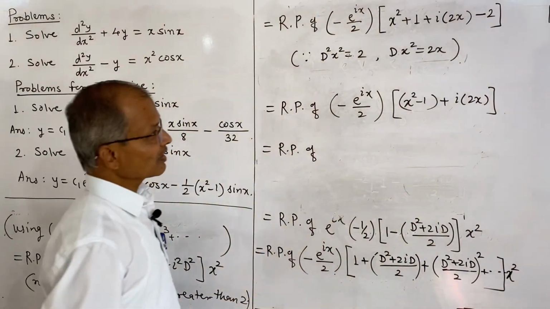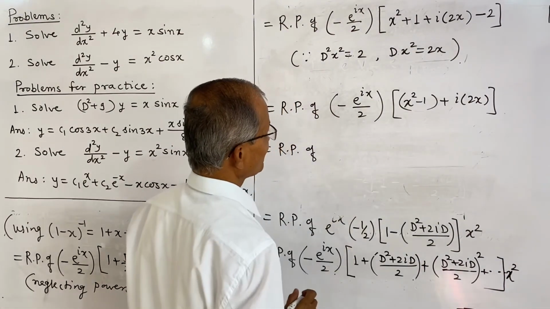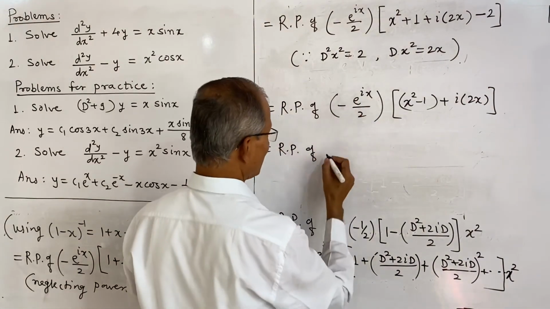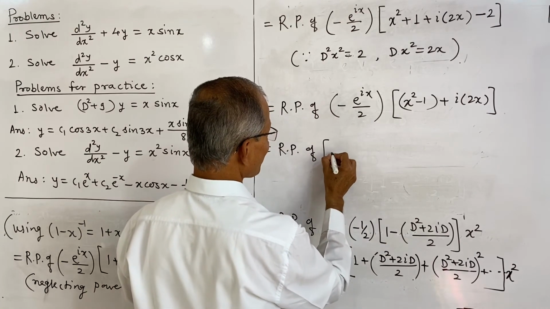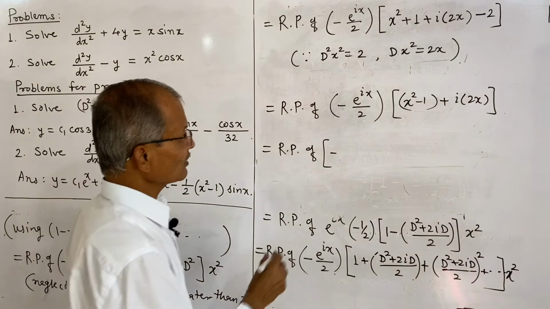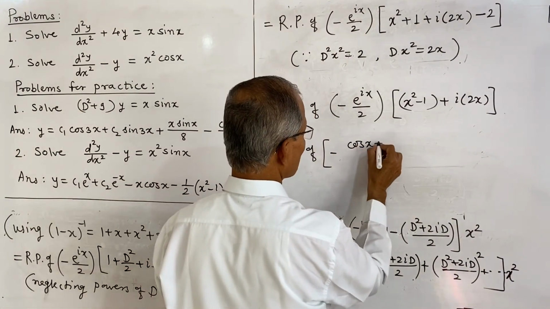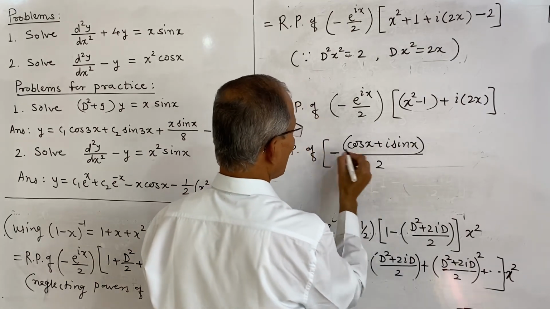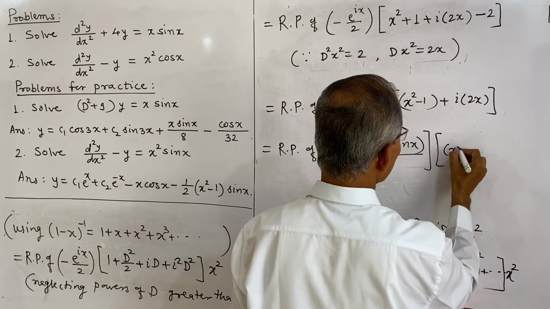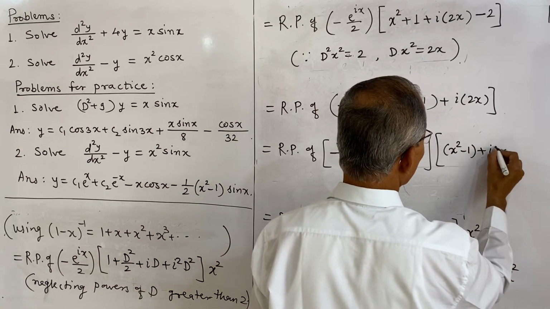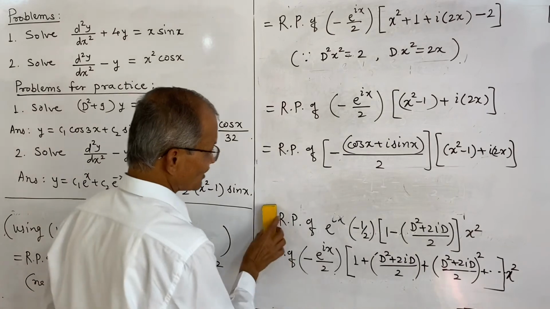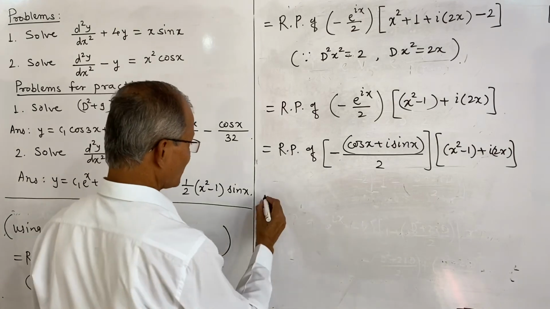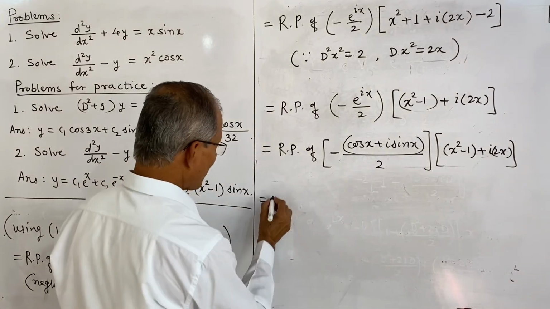So for that purpose we can multiply these two, but before that we should put the value of e power ix. So resubstitute this value of e power ix in terms of sine and cos. We have the formula as cos x plus I sin x, divided by 2, multiplied by x square minus 1 plus I into 2x. So this can be multiplied together to get the real part.